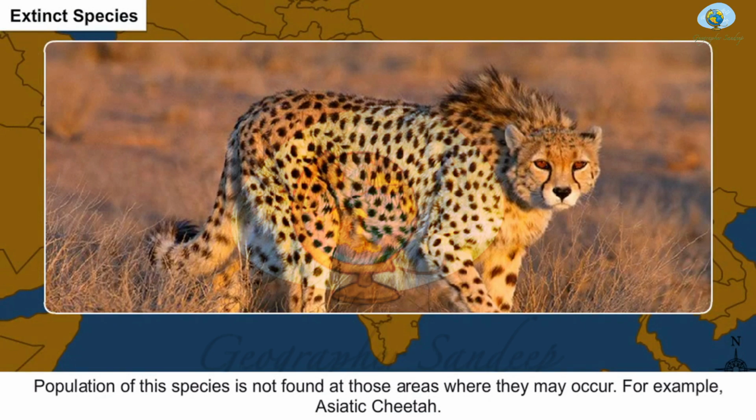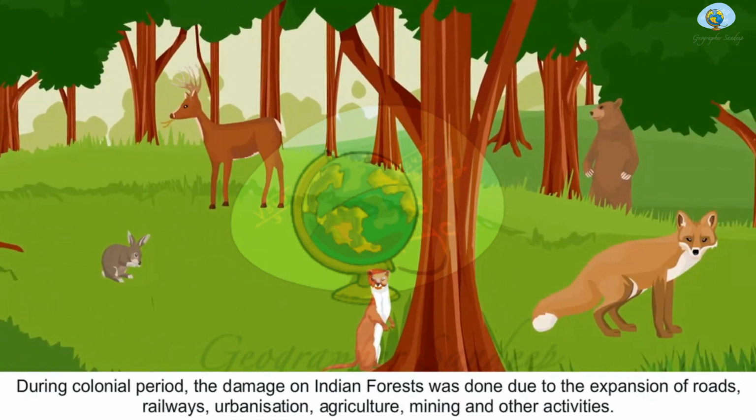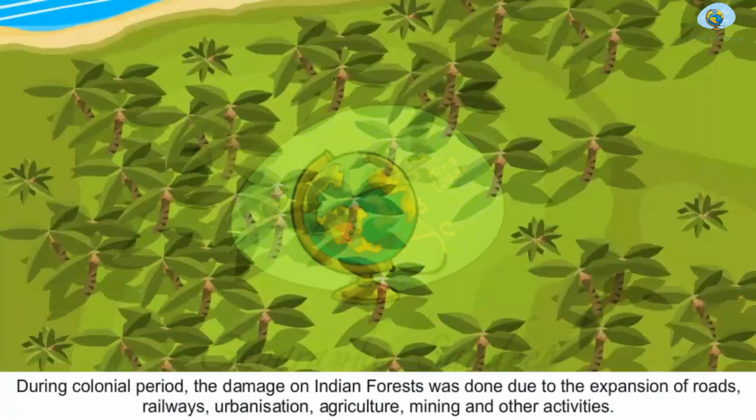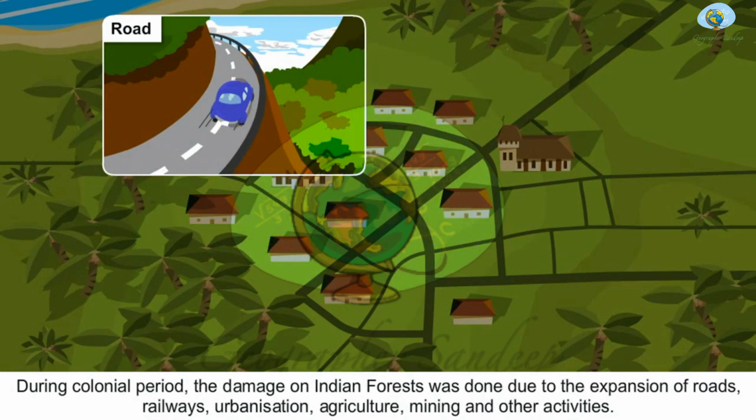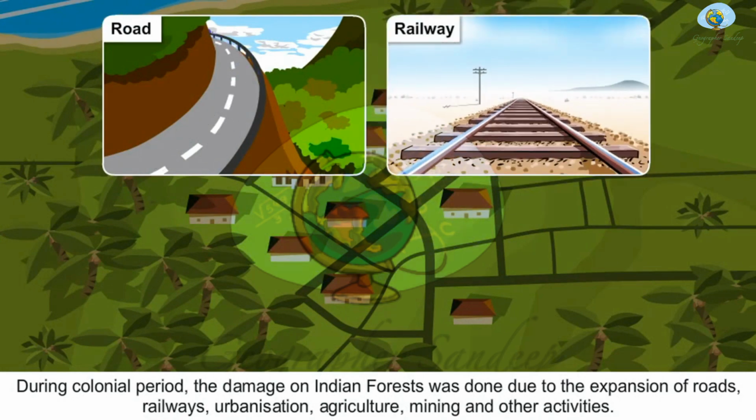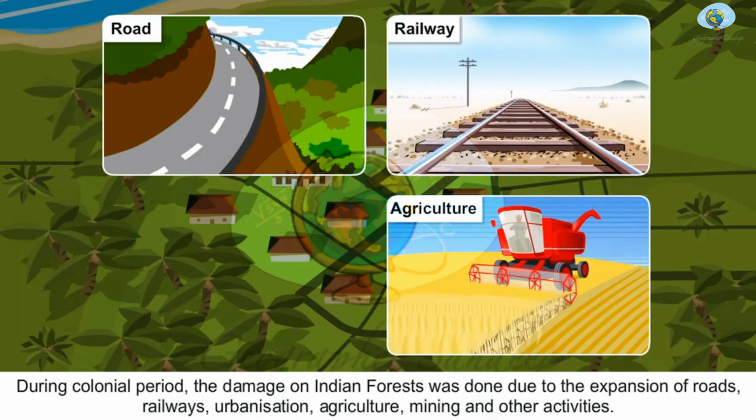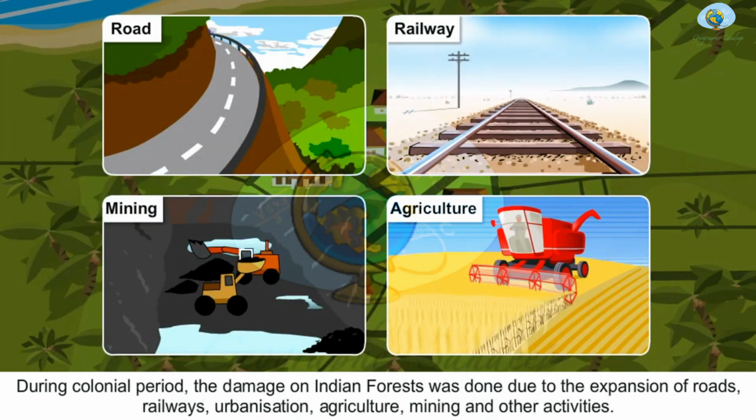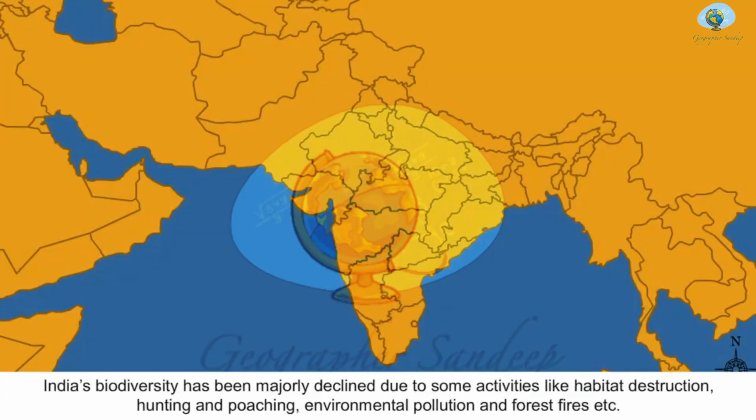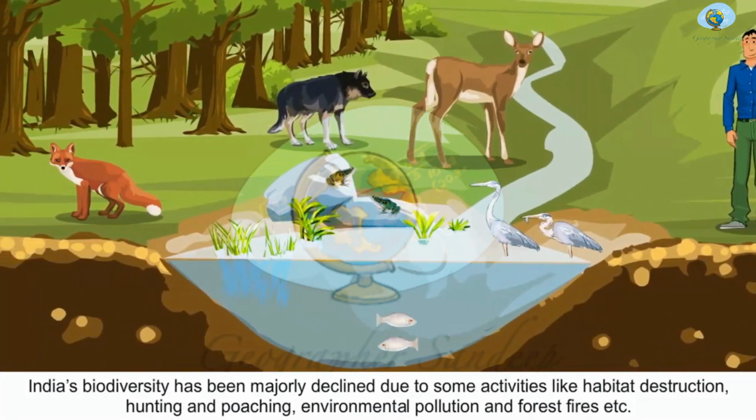For example, Asiatic cheetah. During colonial period, the damage on Indian forests was done due to the expansion of roads, railways, urbanization, agriculture, mining and other activities. India's biodiversity has been majorly declined.